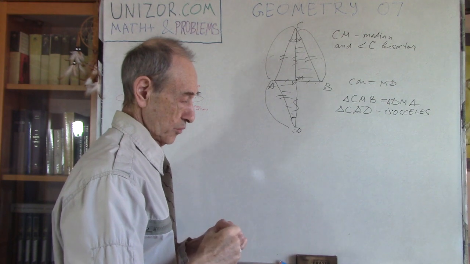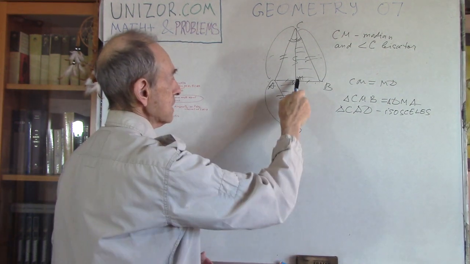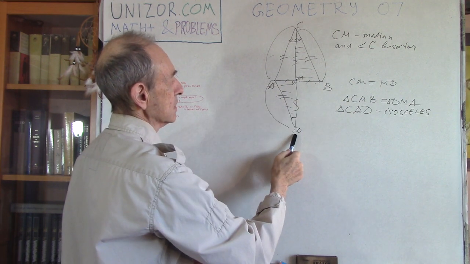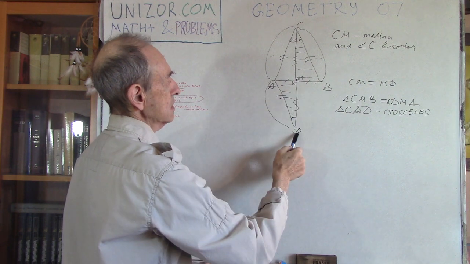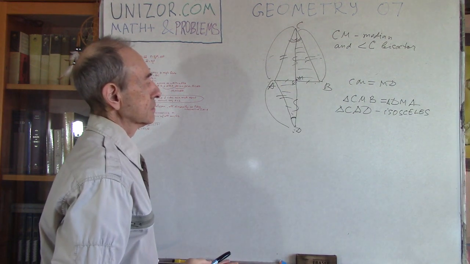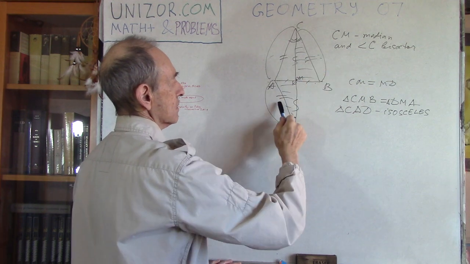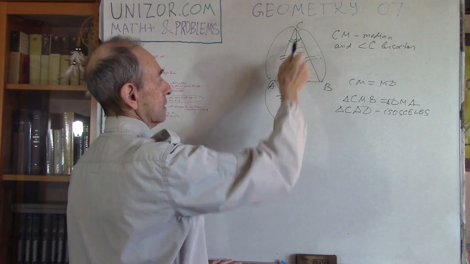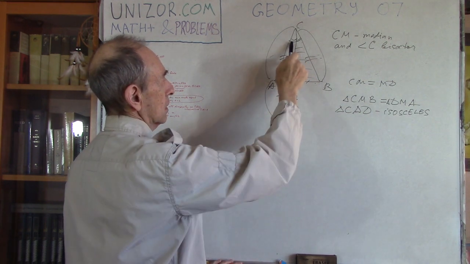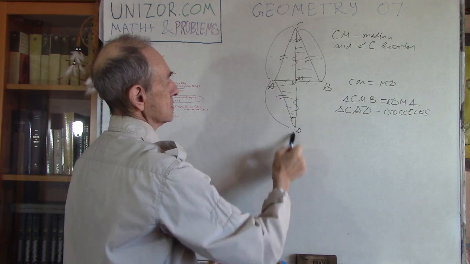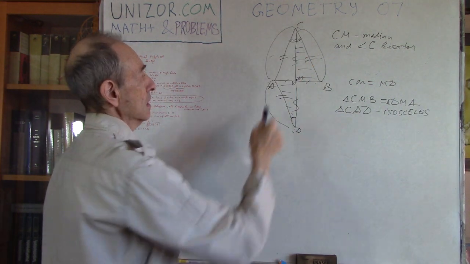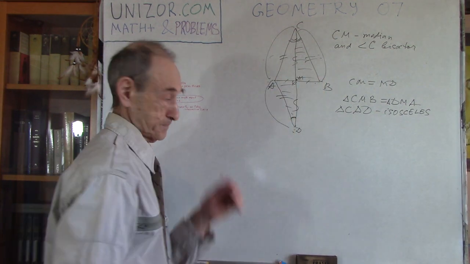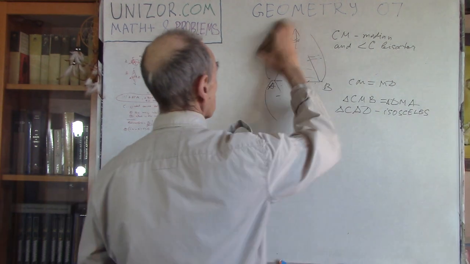So what's creative about the whole thing? Creative is that we have extended this line CM to the same distance, so CM is equal to MZ, constructed this triangle, proven that this triangle and this triangle are congruent, and from this we had angles are the same, and therefore sides are the same. CAD is isosceles, so if these two sides are the same and these two sides are the same, then these two are the same. Okay, that's number two.